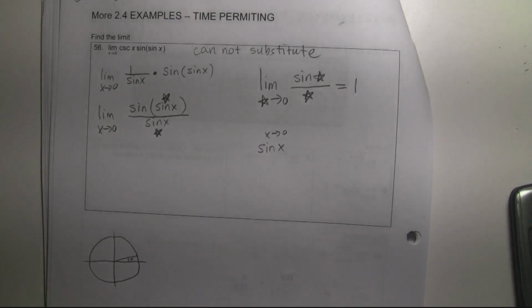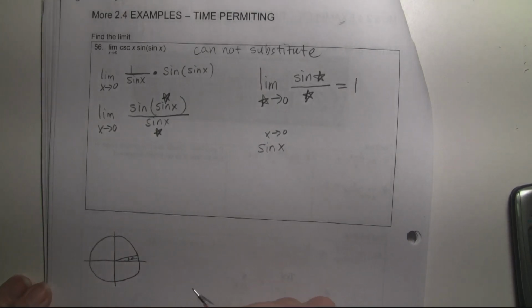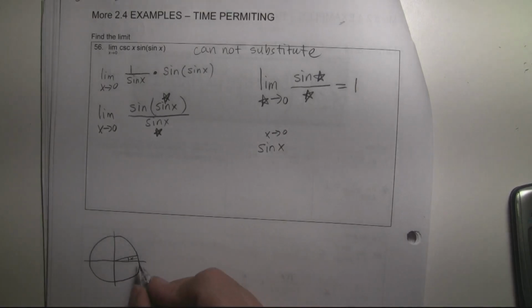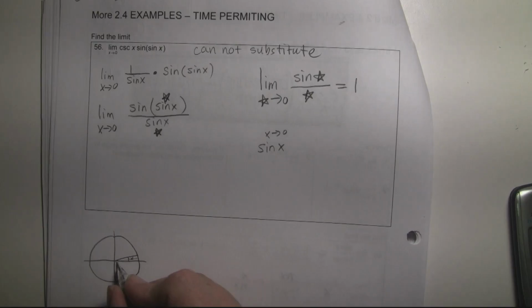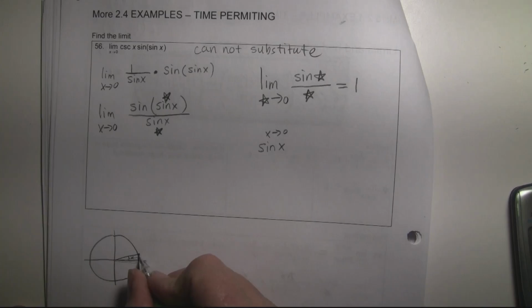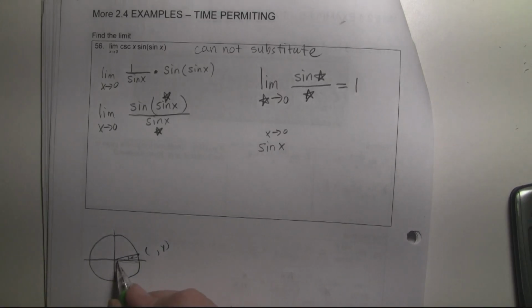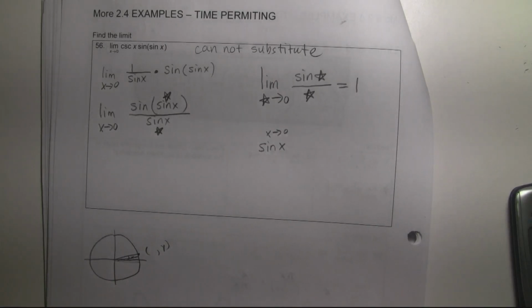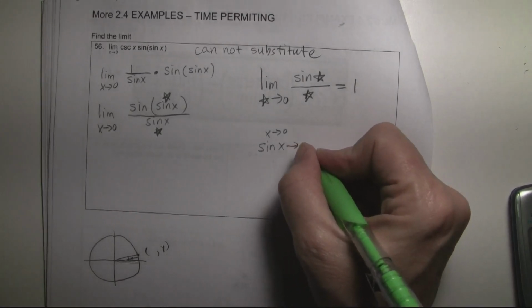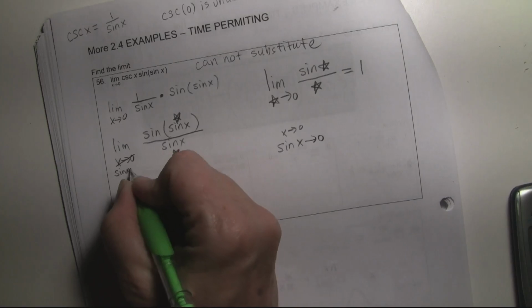Y'all remember that the sine is your y value of the ordered pair, right? And so as x, the angle there, gets closer and closer to 0, from both sides, the y value is getting closer to the ordered pair that you would have at the end point here. The y value is what we're interested in because that's what sine is equal to. And it's getting closer and closer to 0. So maybe that proves it. I don't know. I hope so. And so this is sine of x goes to 0.